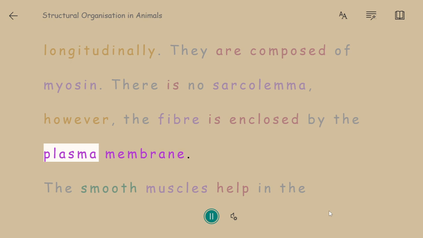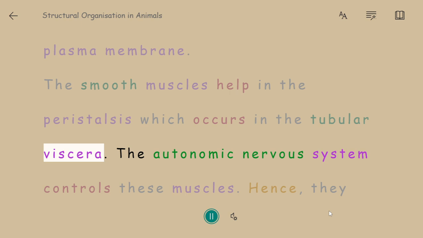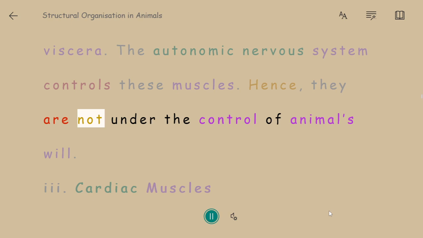The smooth muscles help in peristalsis, which occurs in the tubular viscera. The autonomic nervous system controls these muscles. Hence, they are not under the control of the animal's will. 3. Cardiac muscles.